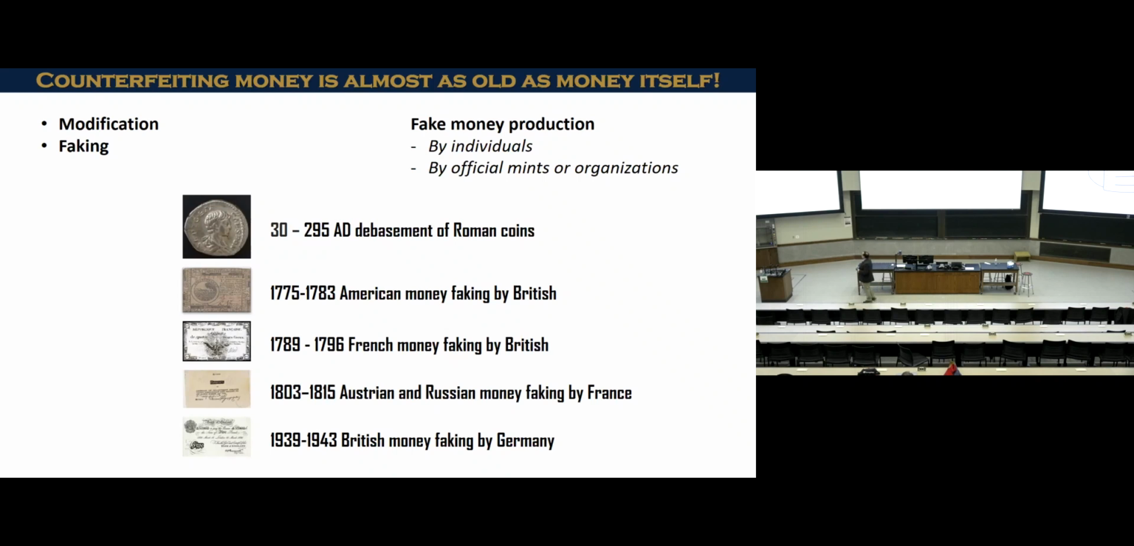Fake money is usually produced by individuals, criminals, or also by officials, meaning some official organization. Along history, different types of non-legitimate money were produced. One example, which is not exactly true as I said it, is that over about 250 years, the Roman Empire produced debased Roman coins.